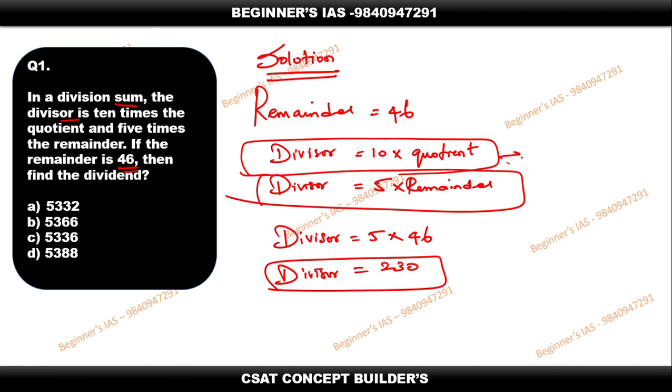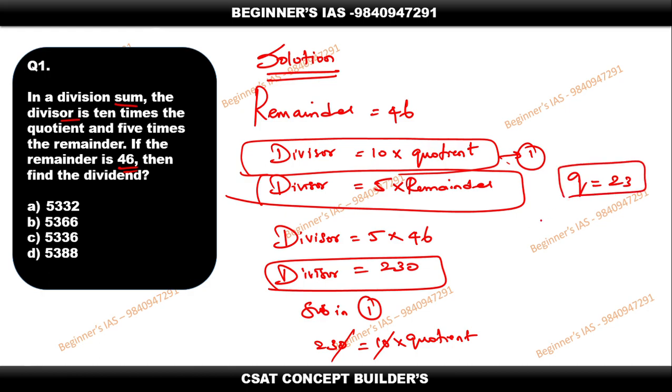So just apply here. Therefore, substitute in 1. So it is easy to find out the quotient. If I am substituting here, therefore divisor is nothing but 230. Substituting, therefore 10 into quotient. After finding this, just eliminate the 0s. Therefore quotient is equal to 23.